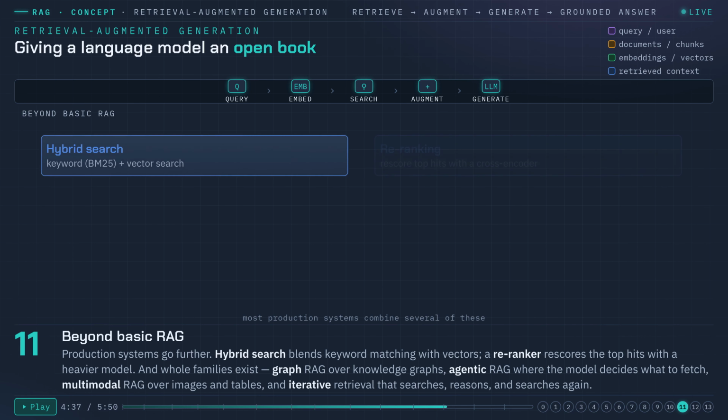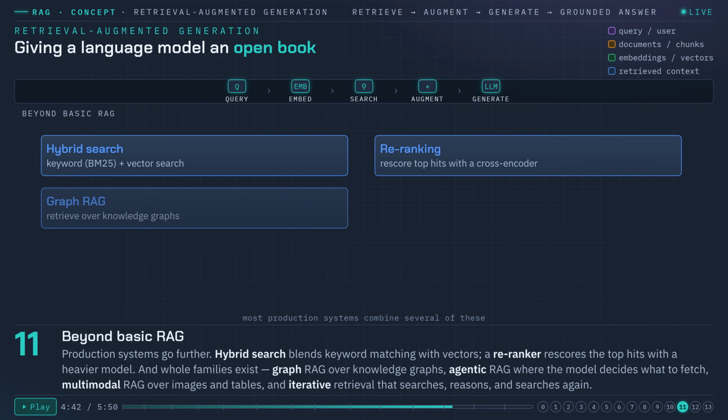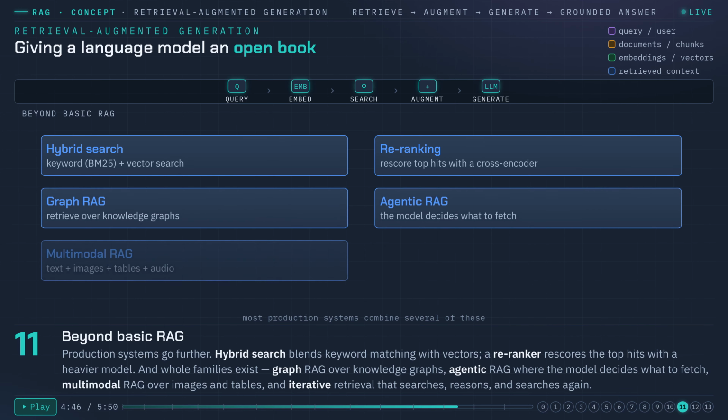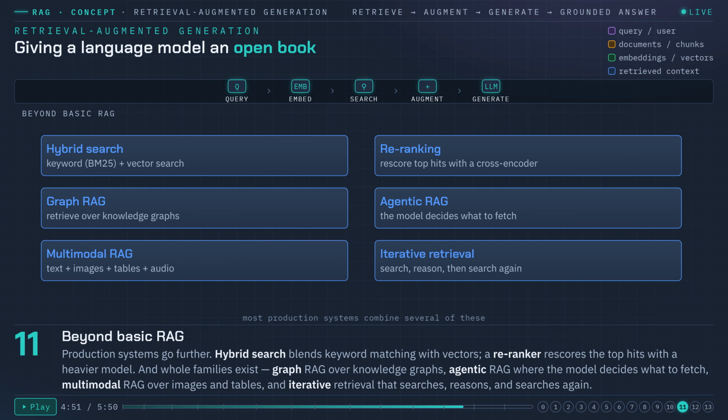Production systems push this further. Hybrid search blends old-fashioned keyword matching with vector search. A re-ranker rescores the top hits using a heavier, more careful model. And entire families have emerged. Graph RAG over a knowledge graph, agentic RAG where the model itself decides what to fetch, multimodal RAG over images and tables, and iterative retrieval that searches, reasons, and then searches again.